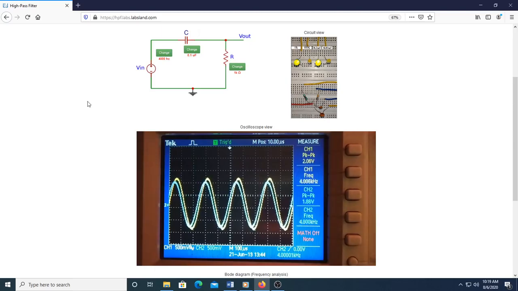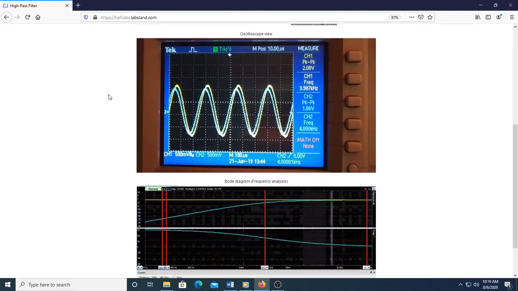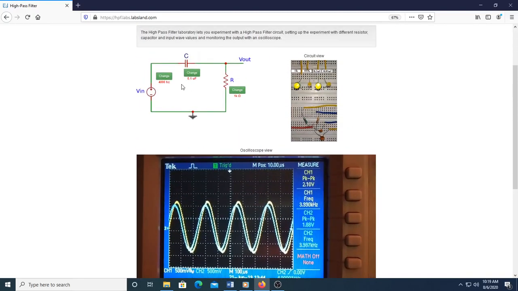After observing the time response of the high-pass filter, now let's have a look at the impact of resistor value on the frequency response of the high-pass filter. The capacitor value is kept constant at 0.01 microfarad and the input amplitude is kept at 1 volt.